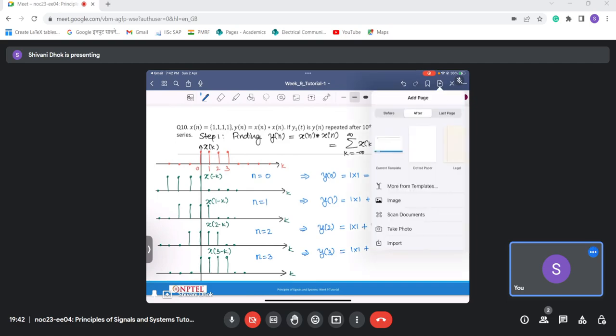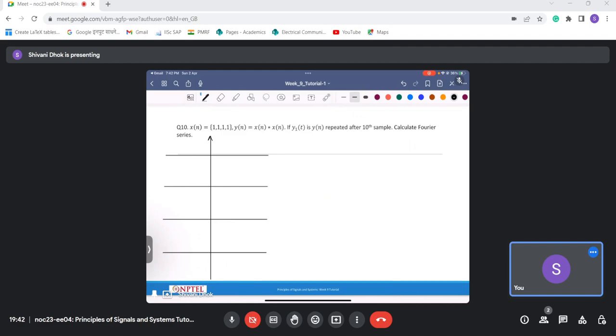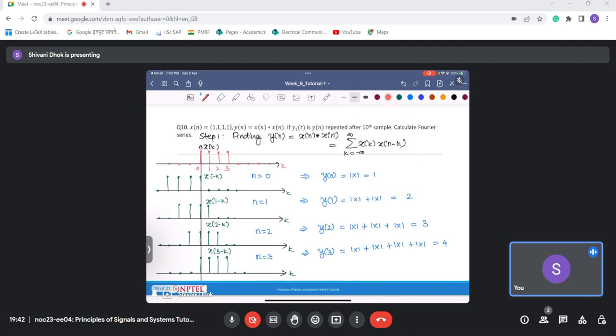Okay, now let me add another page and let's see, this is x[k]. Okay, so let's say this is x[k]. I'm just redrawing the stuff. So it is 1 for these 4 locations, that is 0, 1, 2, 3, and it is 0 otherwise. Okay, and we have already found it till n equal to 3.